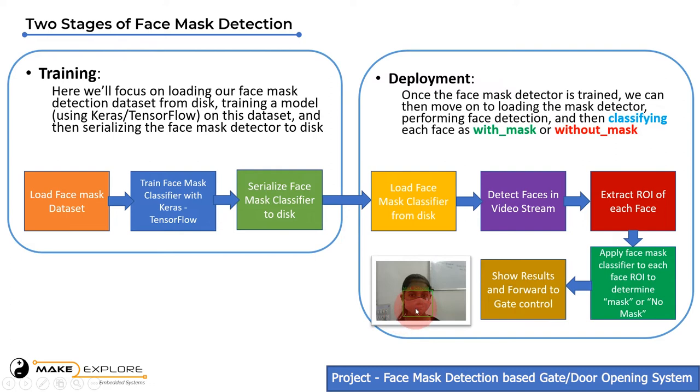Once the classification step is completed, the results will be shown on the screen with a bounding box around the face. And finally, the program will forward to the gate control system, where the microcontroller will command the motors to either close or open the gates.